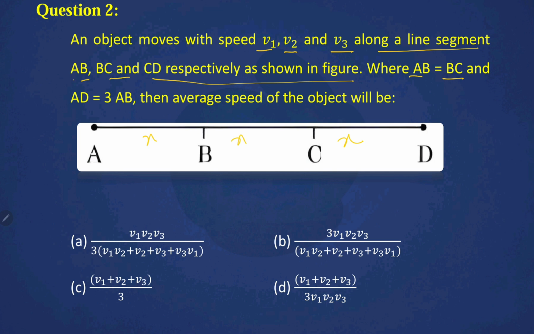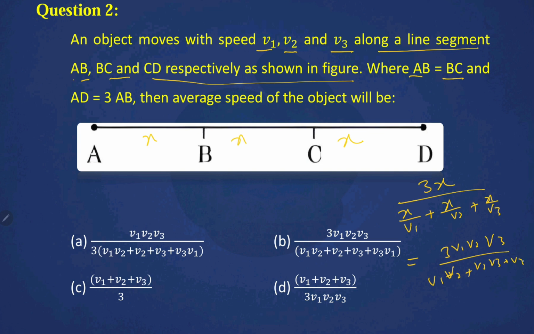So we must know the direct formula, or if you want to calculate, the total distance is 3x divided by x by v1, x by v2, x by v3. So the final formula will be 3 times v1 v2 v3 upon v1 v2 plus v2 v3 plus v3 v1. By taking the LCM, we can get this answer.